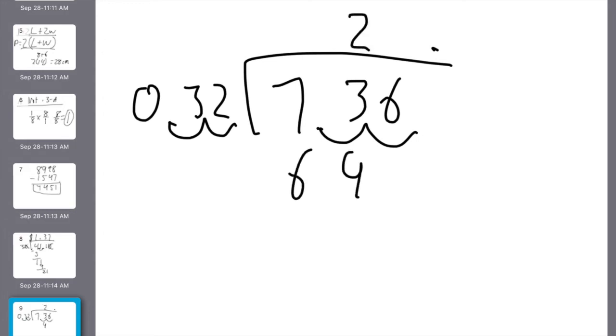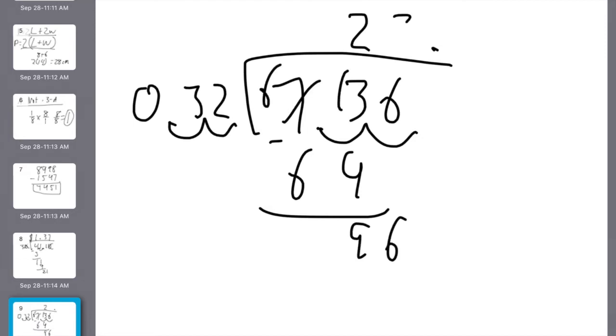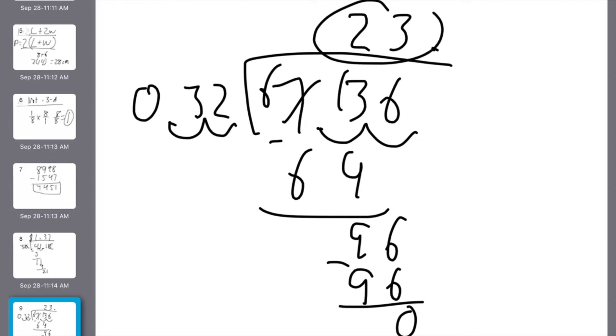That gives me a 4. 2 times 3 is 6. I subtract, can't, have to borrow 9. Bring down the 6. That goes in there 3 times. 3 times 2 is 6. 3 times 3 is 9, and I'm done. So my answer is 23. It's not money, guys. It's saying take 32 cents 23 times to get $7.36. So my answer is just 23.